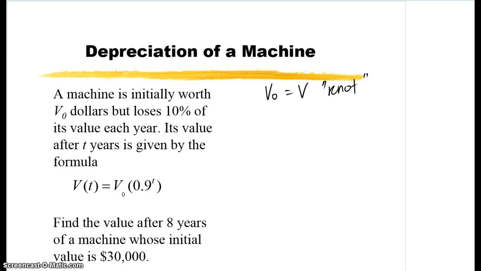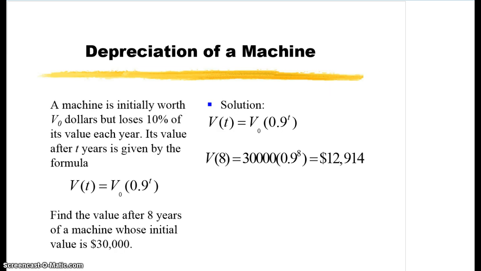You might be wondering, why is it 0.9? Well, if it's losing 10% of its value every year, then 90% of its value, or 0.9, is what remains, correct? So we do 0.9 to the power of t. Find the value after 8 years of a machine whose initial value is 30,000. Well, breaking this down, since you know that the initial value is 30,000, really what you know is that V naught is 30,000, and you're looking to see what the value is when t is equal to 8, because we have 8 years.